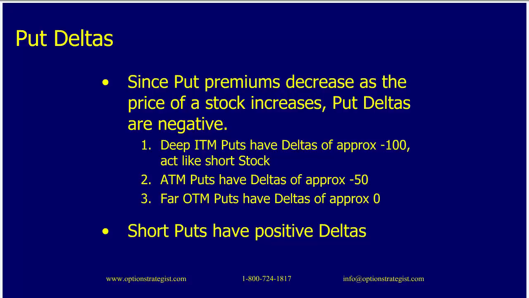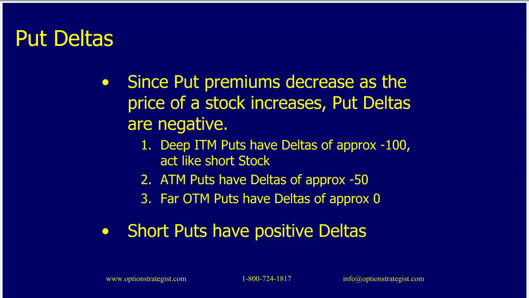At the money puts have deltas of approximately minus 50, negative 50, and far out of the money puts have deltas of approximately 0. Short puts have positive deltas, okay? So puts have negative deltas. If we're shorting a put, we're going to end up with a positive delta.